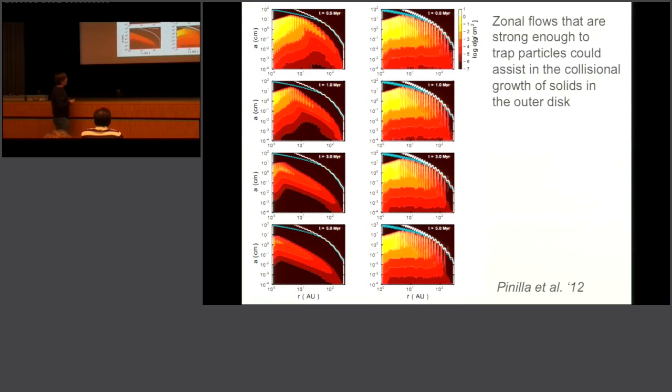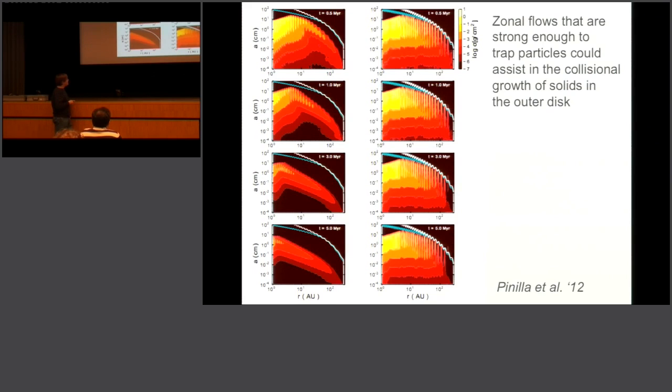Okay, now, how could those zonal flows be important? Well, we've already heard a little bit about this. If they were strong enough to produce local pressure maxima, then as we discussed this morning, those local pressure maxima would act to trap particles and lead to overdensities of particles in those locations. So here's calculations from Pinilla et al. from a couple of years ago. And what you can see here, these are different times we're looking at, from 0.5 megayears down to 5 megayears. We're going out to about 100 AU here.